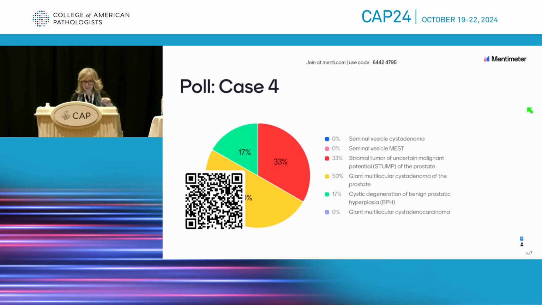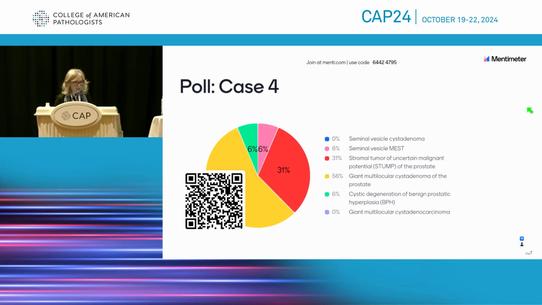So many are considering a giant multilocular cystadenoma of the prostate. Another component is considering a STUMP, stromal tumor of uncertain malignant potential. And a minor component is considering cystic degeneration of BPH. That's exactly what I thought. Definitely, I didn't think this was a carcinoma. Okay, I think we are mostly settling into giant multilocular cystadenoma of the prostate.